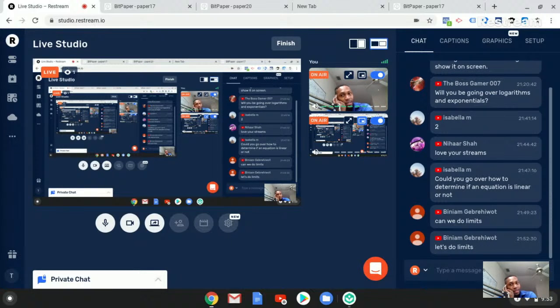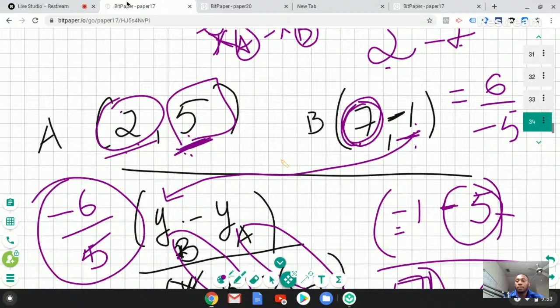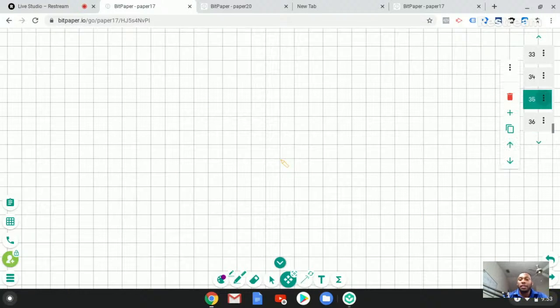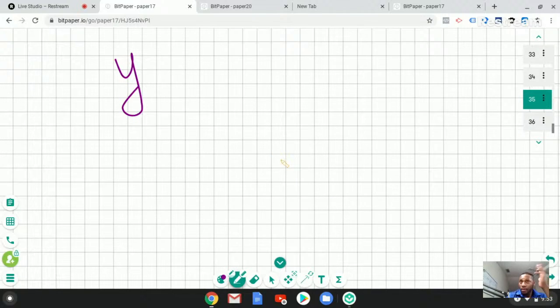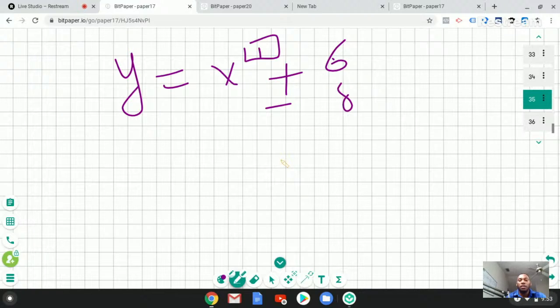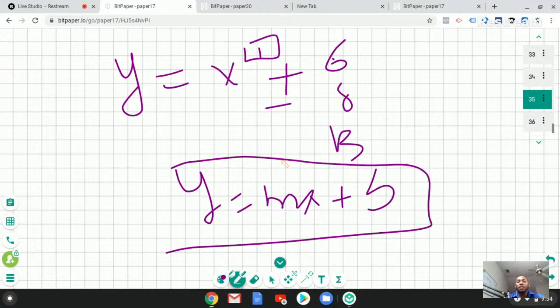Okay, you want to do some limits. Okay. So, if an equation is linear, that means it makes a line. So if you have y is equal to, normally you will have x to the first power, and then it could be plus or minus whatever, 6, 8, 13. That's a linear equation. That's the one that normally is y is equal to mx plus b. So that's the form of a linear equation.